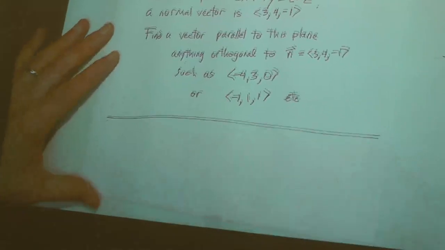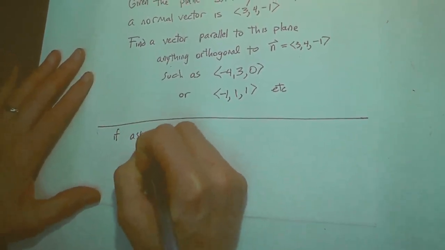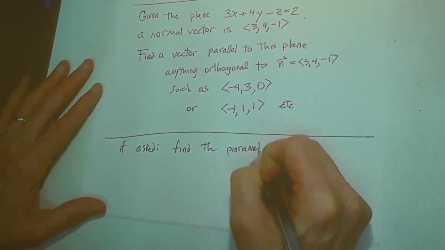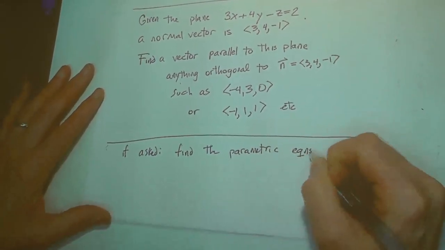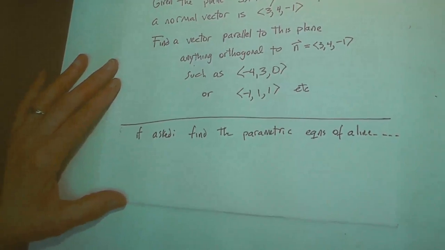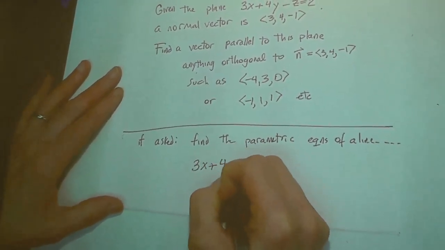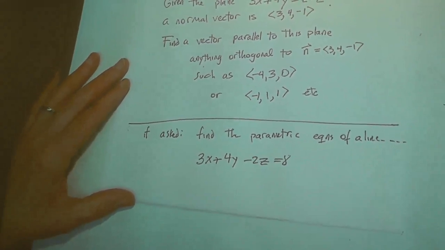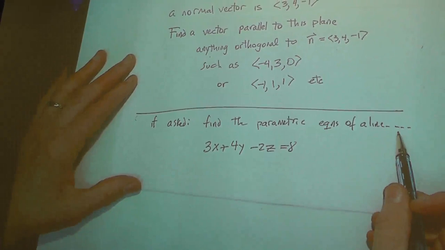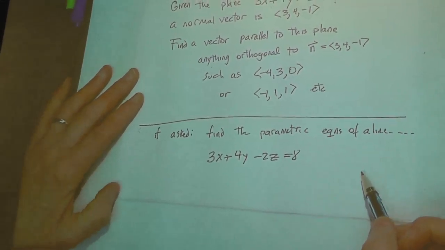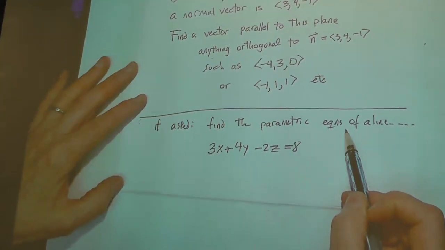Also, here's trouble on a test. You're asked to find the parametric equations of a line satisfying blah, blah, blah. And this will be the answer I get. Automatically wrong. Guaranteed wrong. I haven't even given you conditions. I mean, I give them on the exam. It's wrong because it's the equation of a plane. That's the equation of a plane. It cannot possibly be equations of a line.